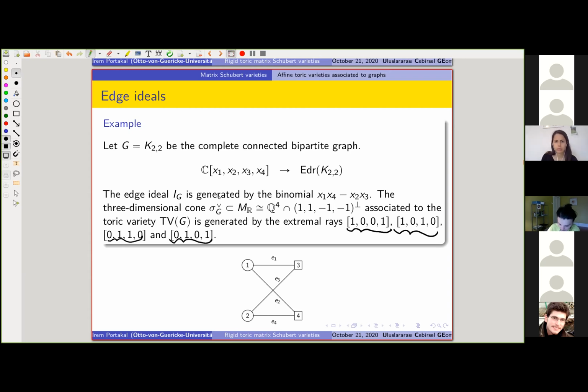So it's very easy to understand this dual cone in the M space, but it's not straightforward to see directly from the edges what sigma G is, the dual of this dual cone in the N space for the toric variety. This is going to be another subsection towards the end of this talk: to understand the dual of this cone in terms of graphs. And this will help us to understand, interestingly, the deformations of the toric variety.